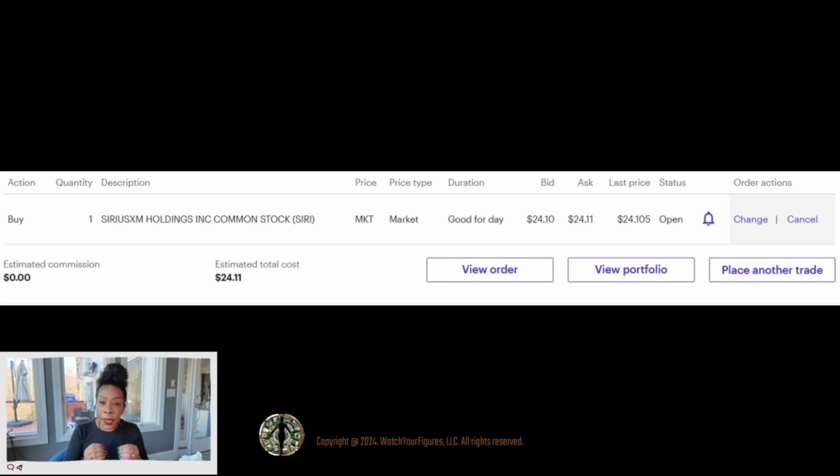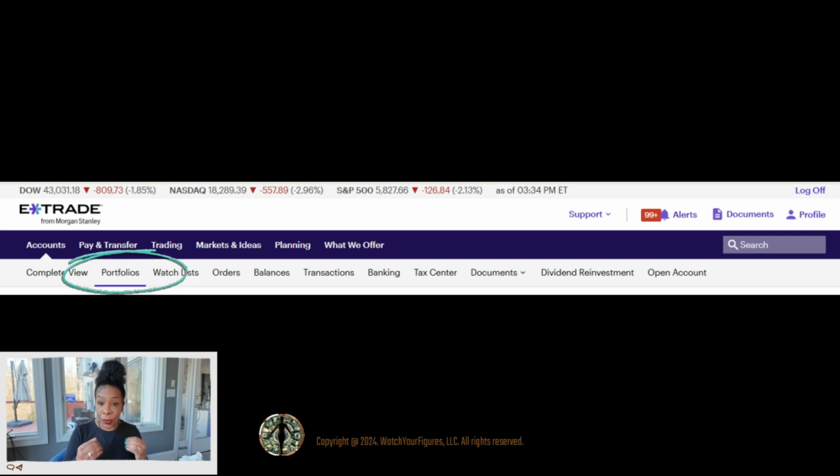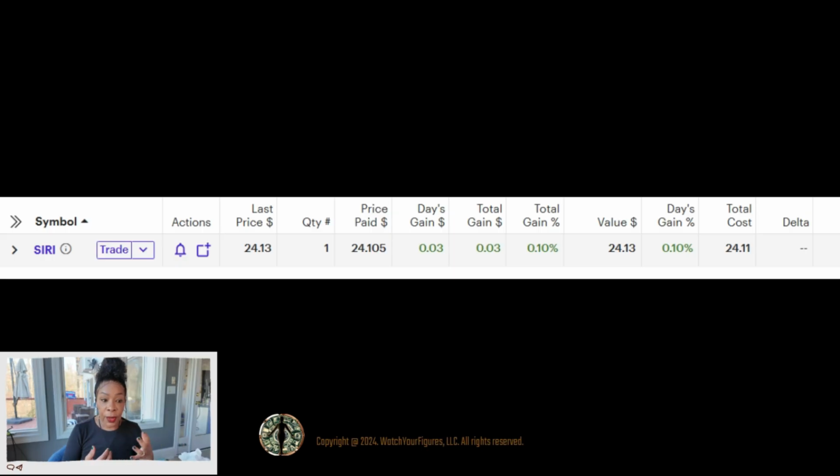Now, I'm going to go to my portfolio because I want to see if I'm making any money, right? Because I already bought the share, it's already in my portfolio. So wherever your portfolio is on your platform, you go there and you check to make sure that your stock is there. As you can see, it says that I do have Sirius Radio, the symbol, right? It shows me the last price. The price I paid was $24.10. Now it's saying the current price right now is $24.13.